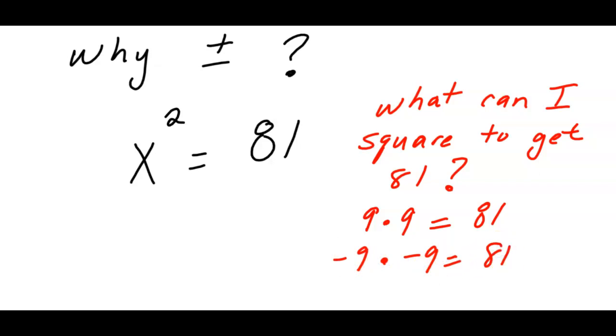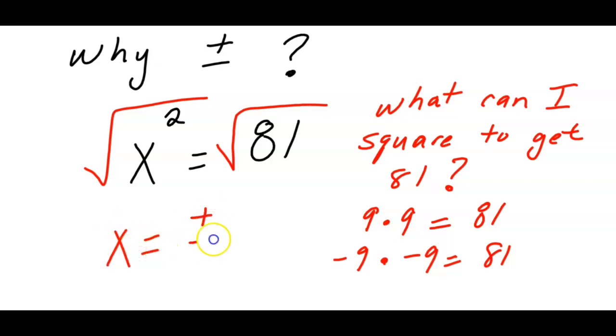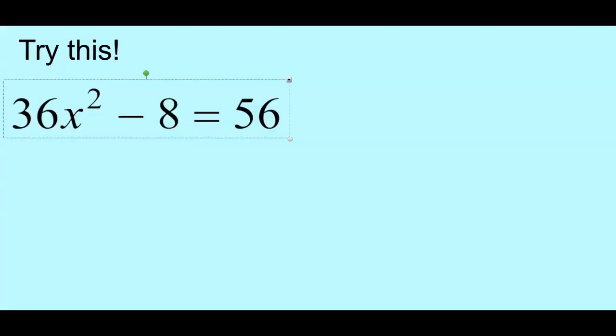So that's why when I go to take the square root of both sides here, it's not asking just what's the square root of 81. It's asking what could I have plugged in for x squared and gotten 81. So it could have been positive 9 or it could have been negative 9. So that's why we always have to say x equals plus or minus whatever the answer is. If you want to pause your video and go ahead and try this one.